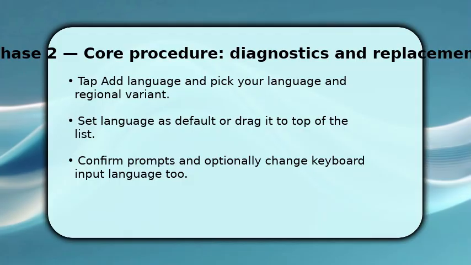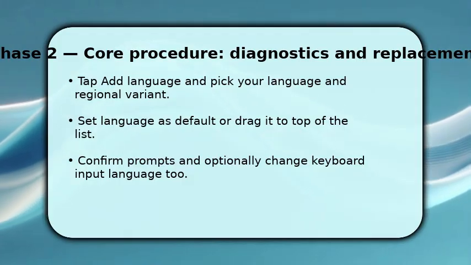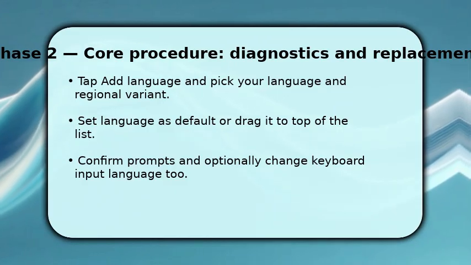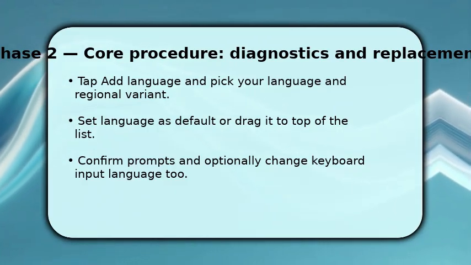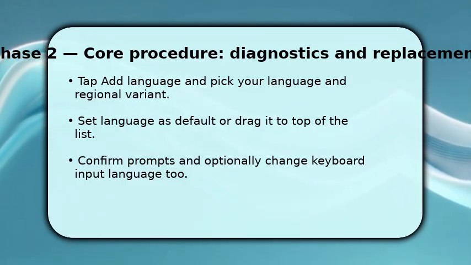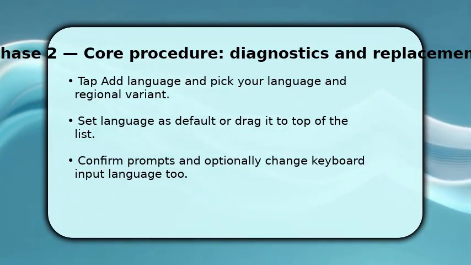Now add or select the language you want. Tap Add Language, then choose the language and the specific regional variant. This ensures correct date, number, and speech formats. Once added, either tap Set as Default or press the menu and move the language to the top. Samsung uses the top entry as the system language.